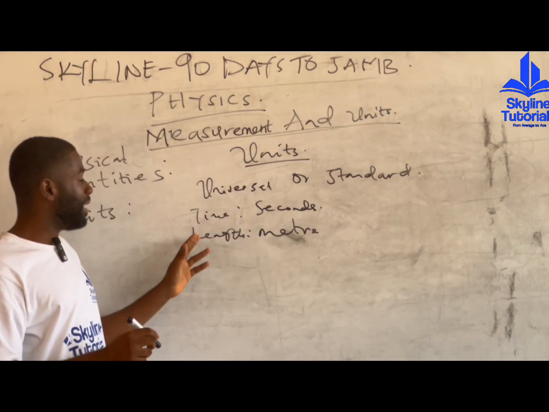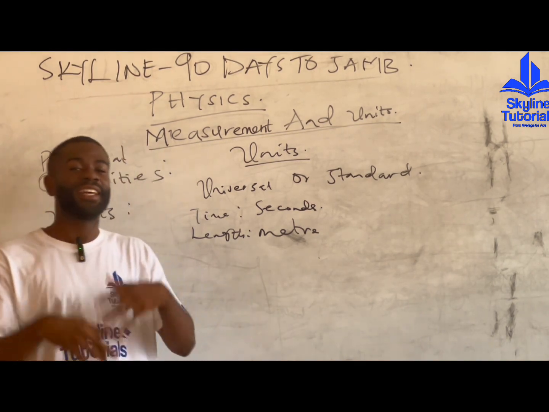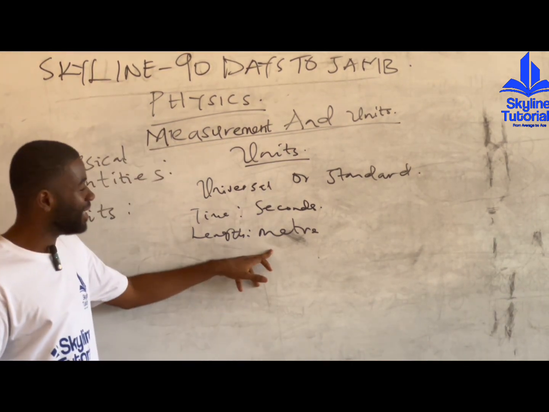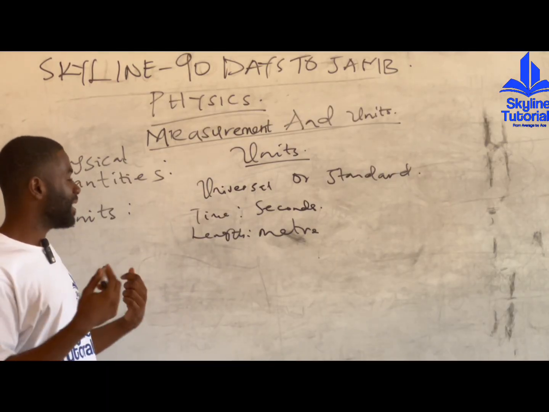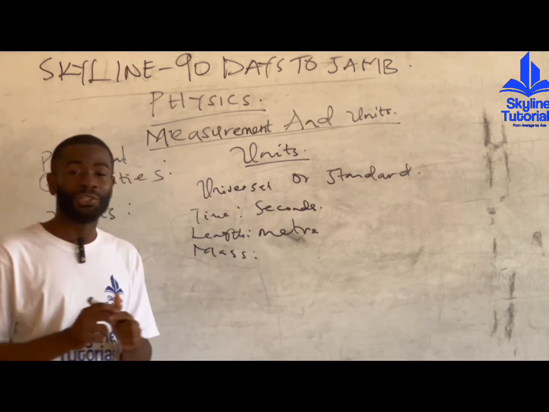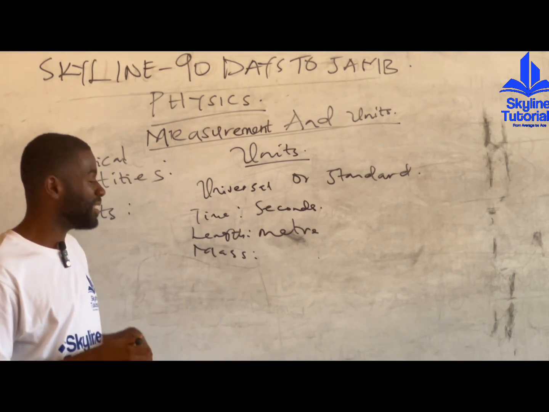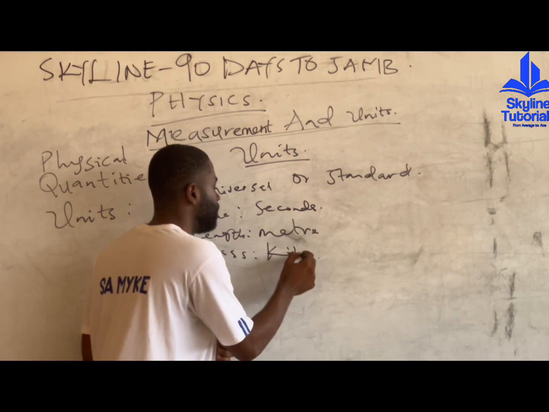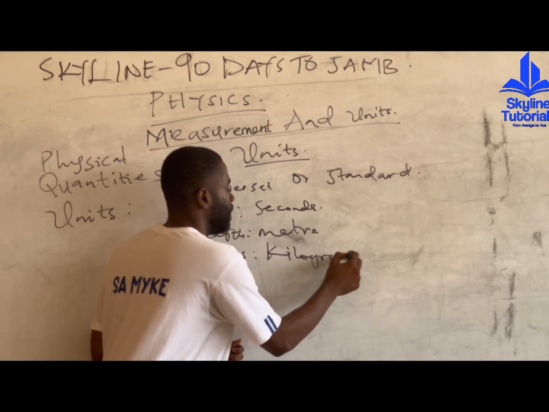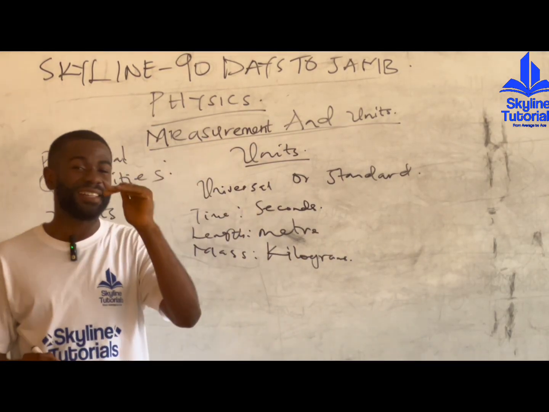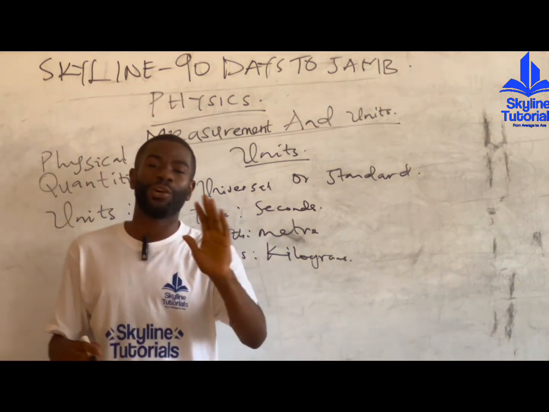Another example of units, let's say the unit of length is meter. You can measure length in centimeter, in decimeter, in millimeter, but there is a standard, and the standard is meter. Another example is mass. You can measure mass in grams, in pounds, in kilograms, but the universally accepted is kilograms. Ladies and gentlemen, that is the essence of units. It gives standard measurement to every quantity.